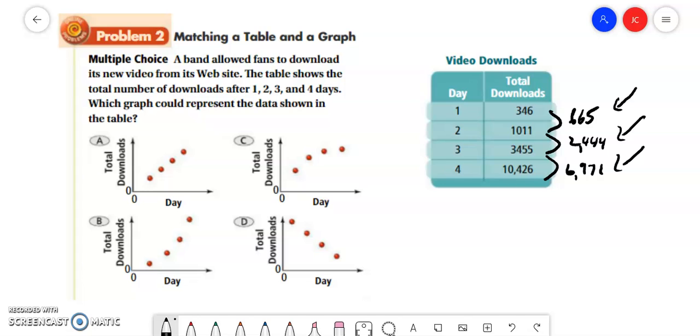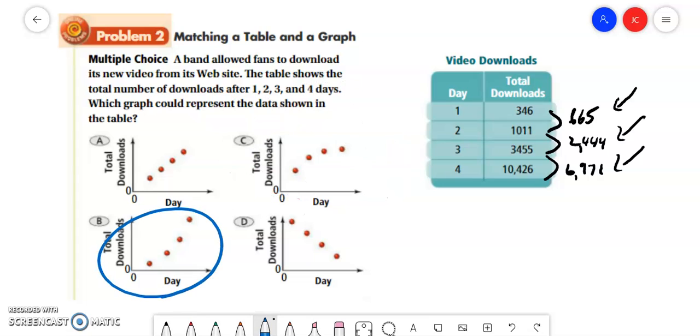So if we look at this, let's just look at this first graph. This is a linear equation, and linear equations always go up by the same amount. So all we have to do is look at this piece right here. Is it going up by the same amount each day? It's not. It's actually increasing quite a lot. So let's look at this one. It looks like it goes up and then it levels off. So again, that's not the one we want.